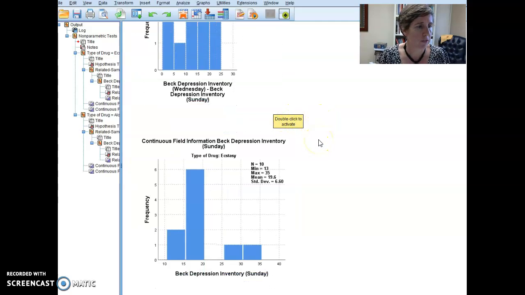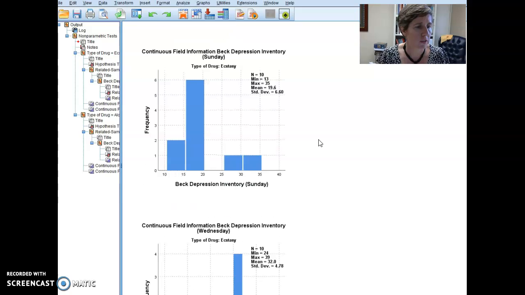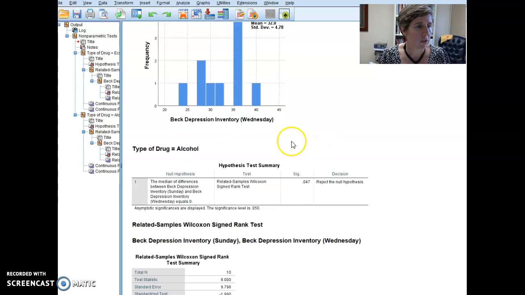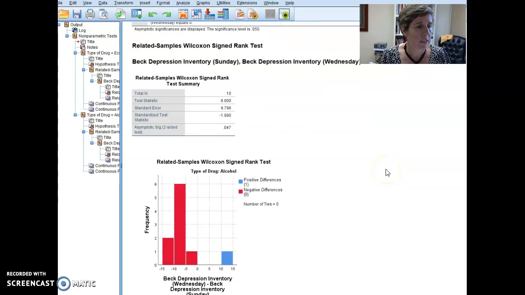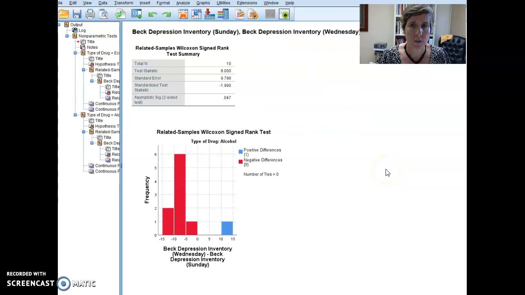I'm going to scroll down here. This is a continuous field, don't worry about that. I'm going to go down here and look at the alcohol, and it also tells me this is less than 0.05, and he's going to talk a little bit about that in his book. It's telling us in this case there are more negative differences, so lower scores in depression in the alcohol group between Sunday and Wednesday. So that is the essence of running a Wilcoxon signed rank test.